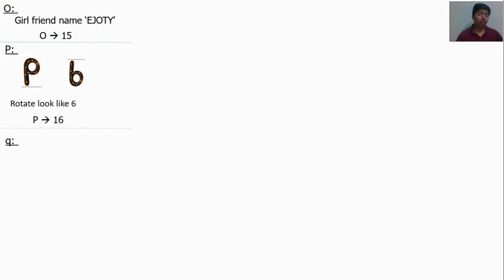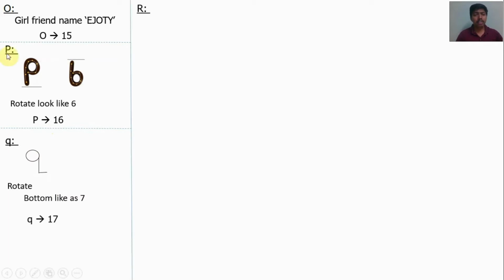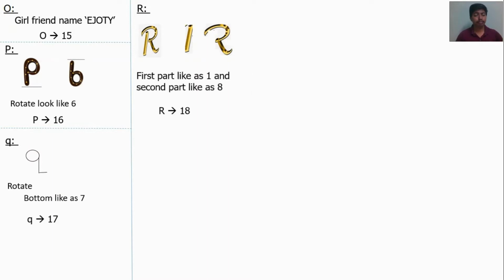Next Q. The shape of Q looks like a 7, the bottom is like a 7. So its position is 17th position. Then R. The shape of R is like 1 and 8. If we separate this, one part is like 1 and the other like 8. So the R shape is like 18, and the position of R is 18. Then S. S means 19. Remember this, S means 19.